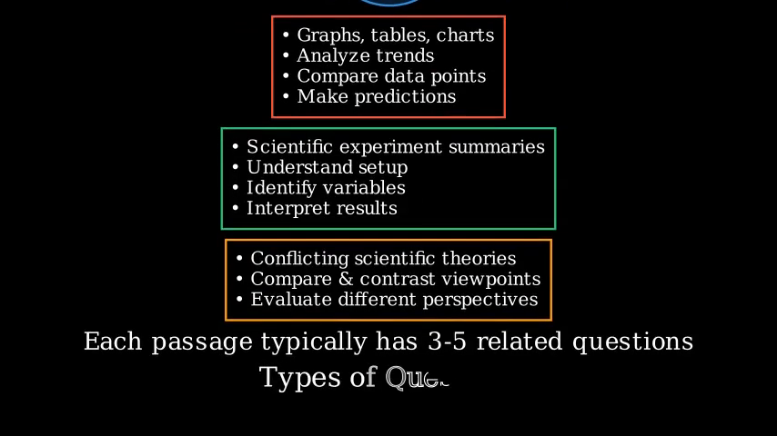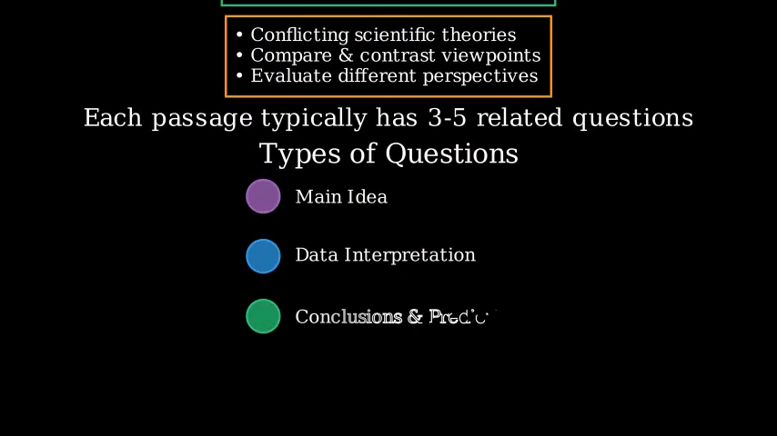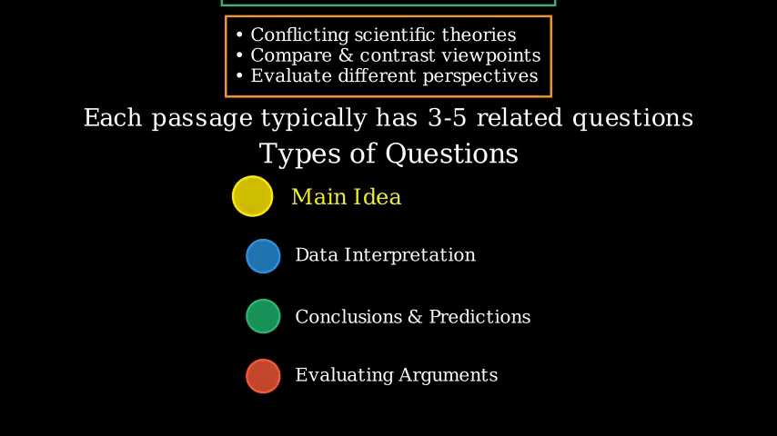The questions in the AKU Science Reasoning Test assess various skills. You may be asked to identify the main idea or purpose of a passage or experiment. Some questions will require you to interpret specific data points or trends from graphs or tables. Others will ask you to draw logical conclusions or make predictions based on the information provided. And finally, you might need to evaluate the strengths and weaknesses of different scientific arguments.